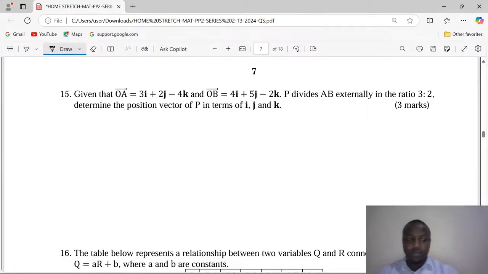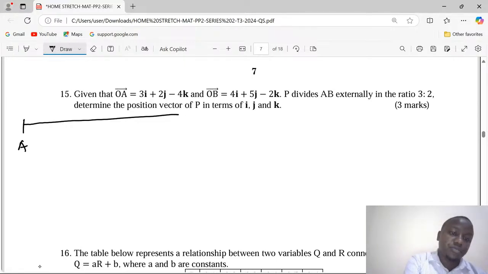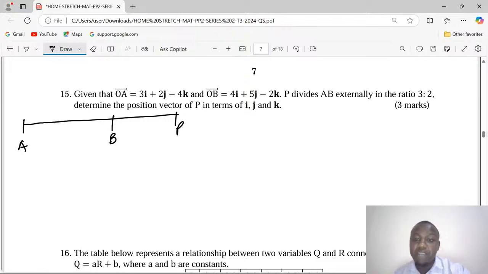So what we need to do is to use what we call the ratio theorem. So we shall say this is A, this is B, and this is P. Now, P divides AB externally in the ratio 3:2. That means from A to where P is, there are 3 units. You must know how to interpret an external ratio. There are 3 units from A to P.